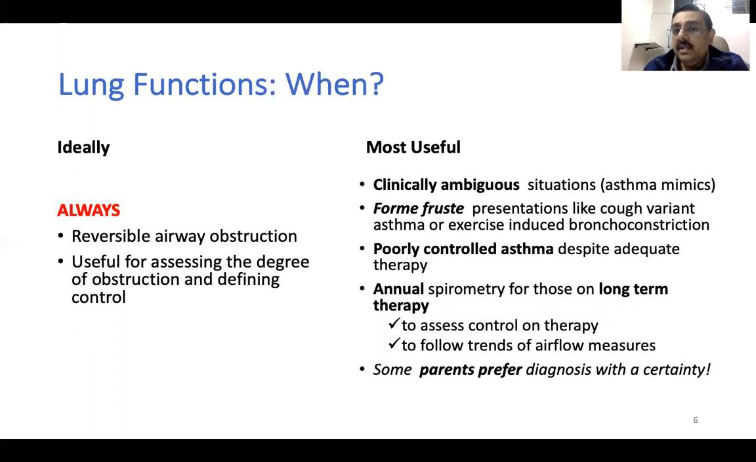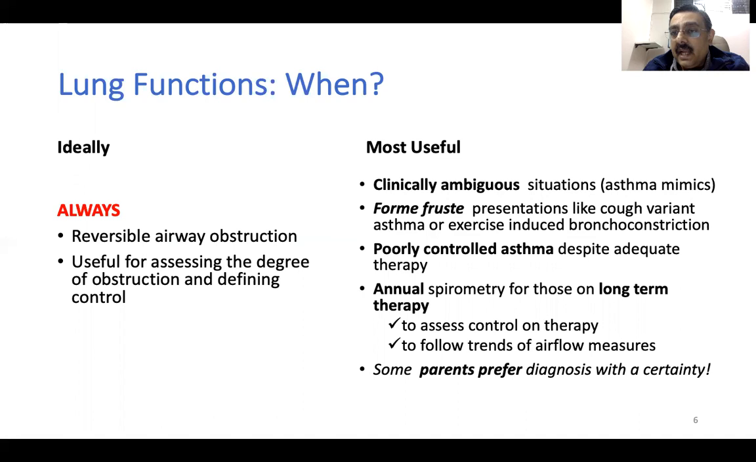But there are clinical situations when it has to be done. These are when it is clinically ambiguous, something like an asthma mimic. There are partial manifestations of asthma like cough variant asthma or exercise-induced bronchoconstriction. Here, you're not sure whether it's asthma. The parents aren't sure, the doctor isn't sure, so how would you start them on treatment? Also asthma which is poorly controlled despite adequate therapy. So you have to get a lung function done to see what's going on.